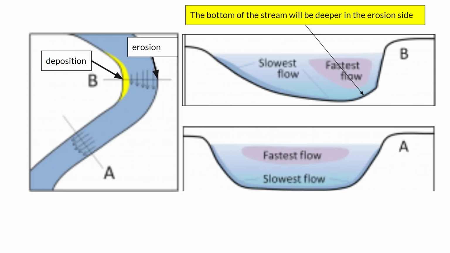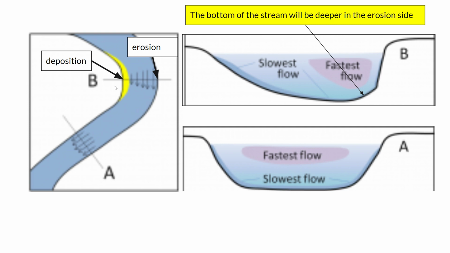Okay, now when a river is flowing straight, like in this area A, the fastest part of the river is actually in the top middle area, kind of like this. This area A is right here, okay? And the slowest part of the river is actually in the very bottom. But what about when a river is curving like this?